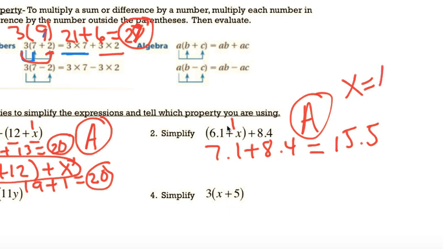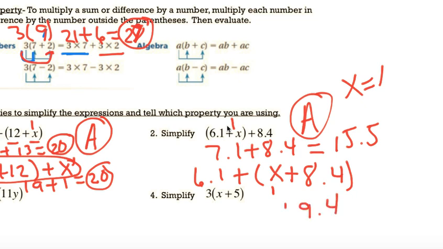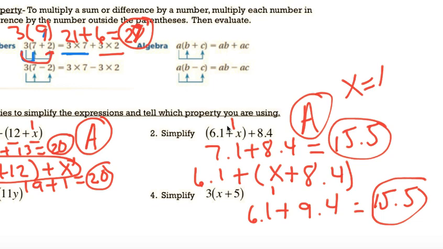Again, every time I'm just plugging in 1 for x. Okay, so let's put the 6.1 by itself, and let's put the x with the 8.4 and see if we still get 15.5. So I'm going to plug in 1 whole for the x. When I put that with the 8.4, I would get 9.4. I add it to that 6.1 in the front, and I should get 15.5. So they're the same thing. So I know the associative property was being used.